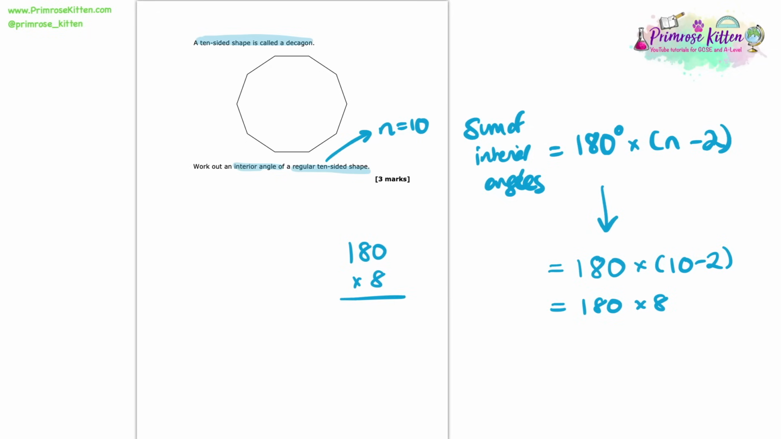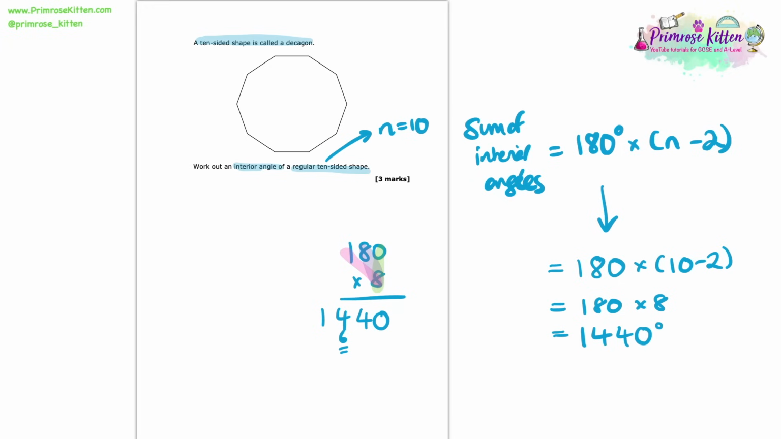So here let's start with 0 times by 8, which gives us 0. Then let's have a go at doing 8 times 8, which gives us 64. So let's carry the 6 and put the 4 down here. And then we do 1 times by 8, which gives us 8, but we need to add on this 6. So 8 plus 6 gives us 14. So the sum of our interior angles is 1,440 degrees.